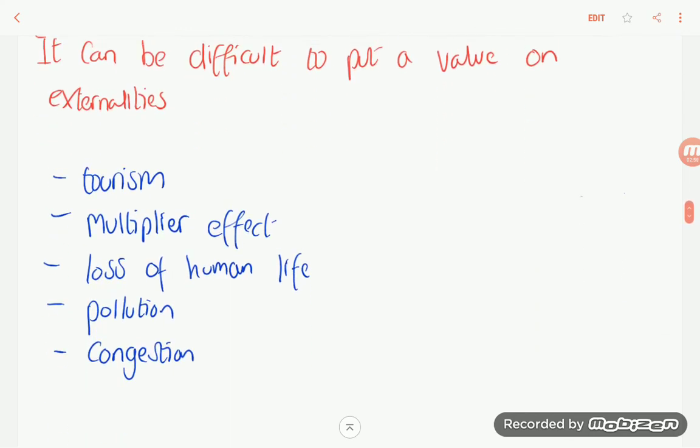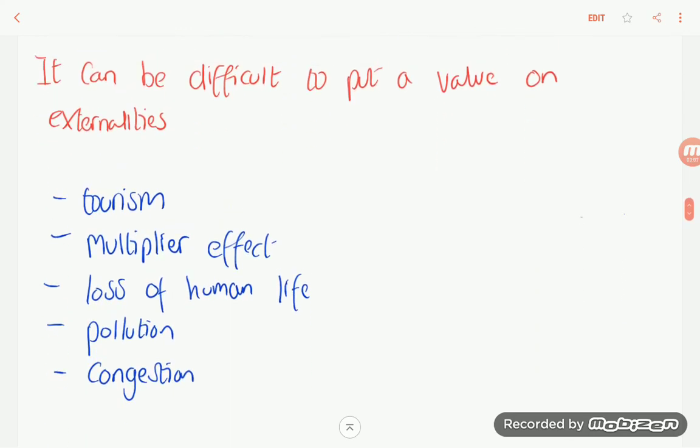It can be difficult to put a value on externalities, so this is a very important thing to note down here. Externalities, both positive and negative, need to be included in a CBA, but they're often difficult to put a monetary value on because they don't have a price decided by the market. For example, tourism. A big sporting event is likely to increase tourism, which will benefit hotels, shops, restaurants, etc. It's very difficult to predict the amount of money this will bring into the economy.